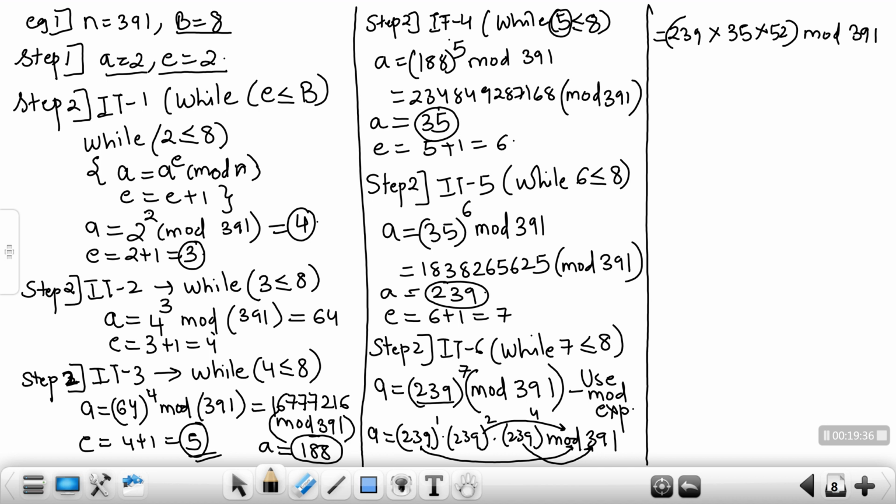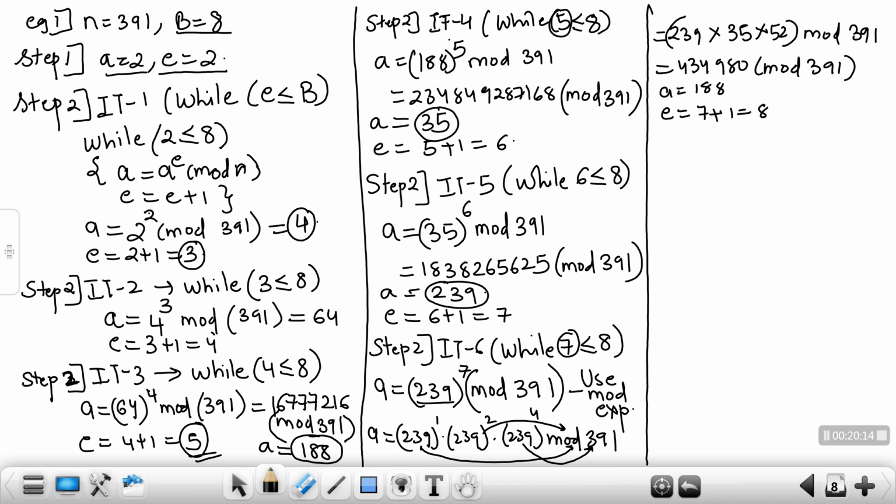So when I multiply 239 into 35 into 52, I get the answer as 434,980. Now 434,980 mod of 391. When I calculate this, very simple to calculate, I get the answer of A as 188. And what will be the value of E? My value of E will be nothing but 7 plus 1. So the earlier value of E was 7, as mentioned over here. So the new value will be 7 plus 1, which is equal to 8.